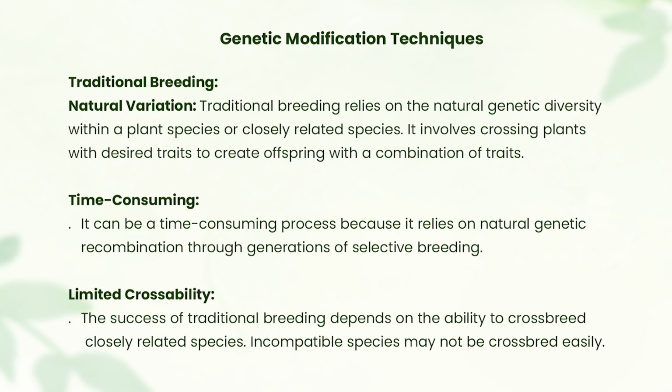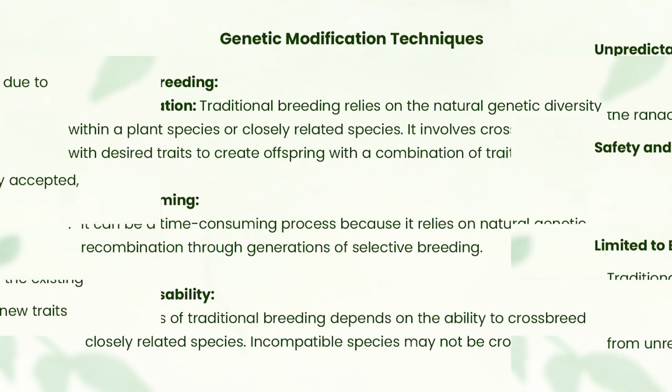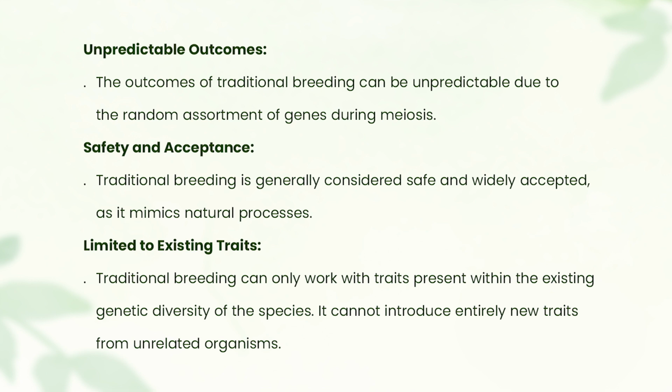It can be a time consuming process because it relies on natural genetic recombination through generations of selective breeding. Limited crossability: the success of traditional breeding depends on the ability to crossbreed closely related species. Incompatible species may not be crossbred easily. Unpredictable outcomes: the outcome of traditional breeding can be unpredictable due to the random assortment of genes during meiosis.